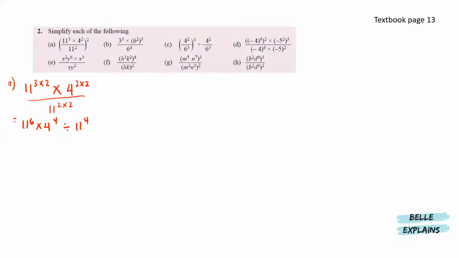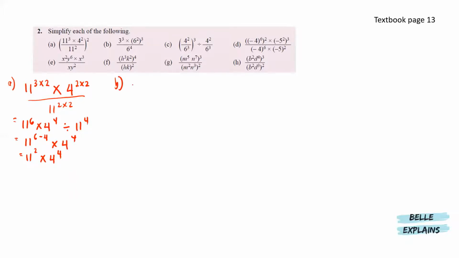Since here we have two numbers that are the same bases, 11 and 11, and there is a divide operation here, we can simplify that further. 6 minus 4, because division is associated with minusing the index, and then 4 to the power of 4. So here we have 11 to the power of 2 times 4 to the power of 4.